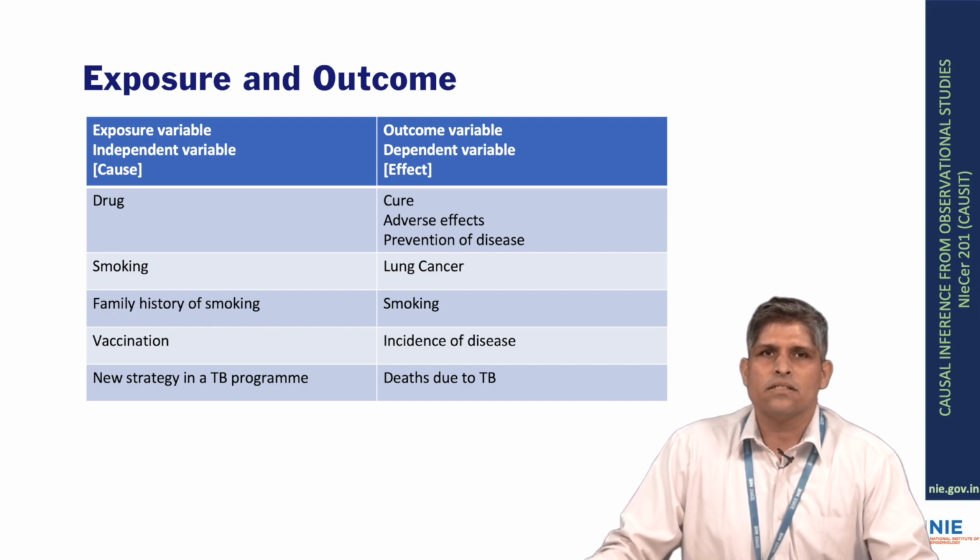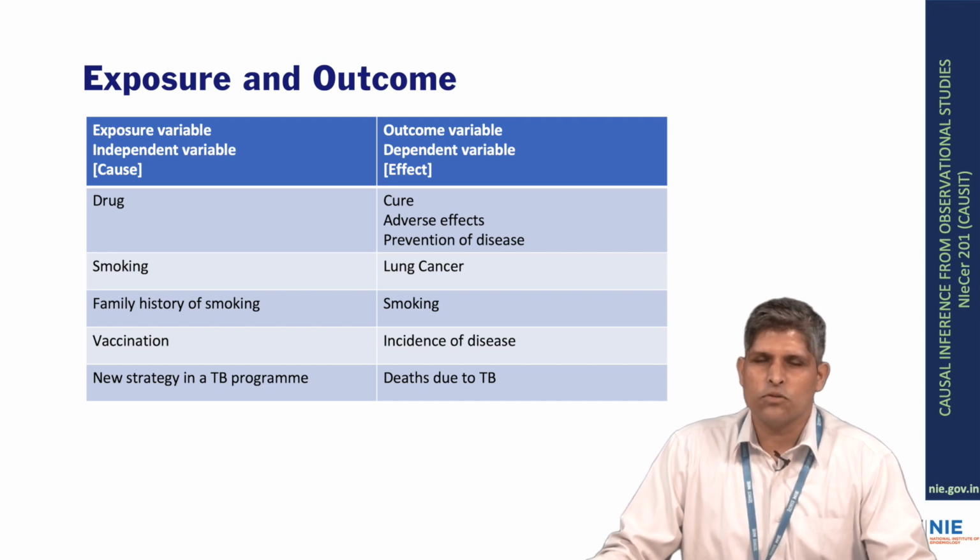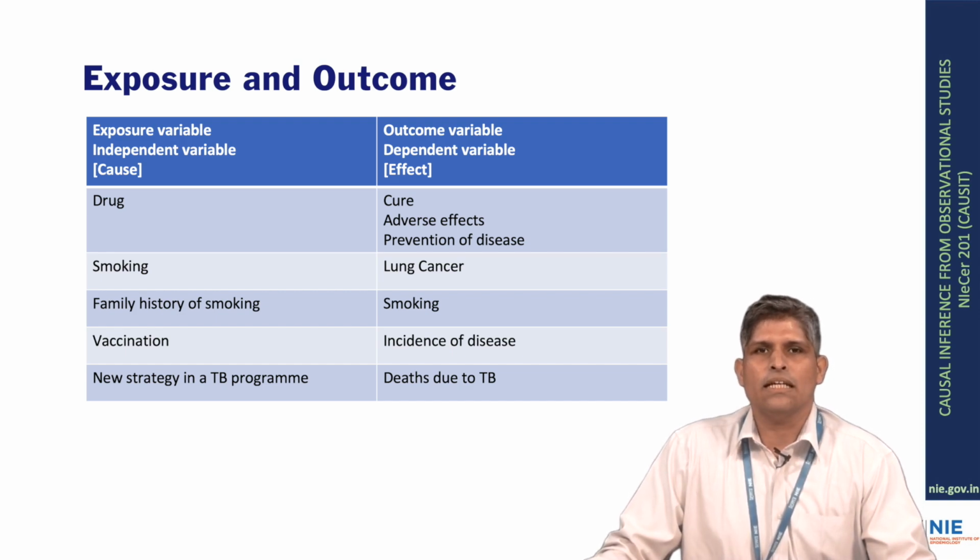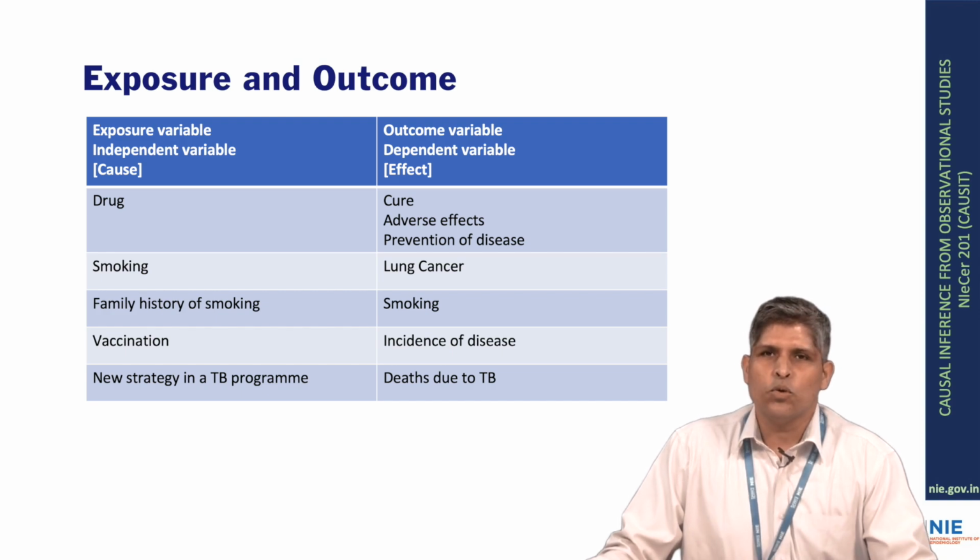Let me give you some examples. A particular drug is the exposure variable, and the outcome variable could be cure, adverse effects, prevention of disease. Smoking is an exposure variable, while lung cancer is the outcome variable. Family history of smoking is an exposure variable, whereas smoking is an outcome variable. Vaccination could be an exposure variable, while incidence of disease could be an outcome variable. Similarly, any new strategy in a TB program could be an exposure variable, while deaths due to TB could be an outcome variable.